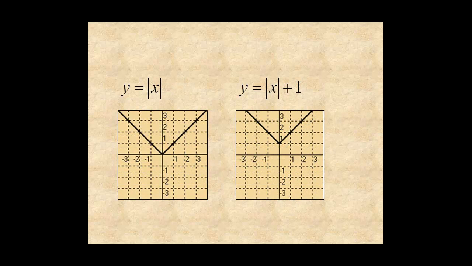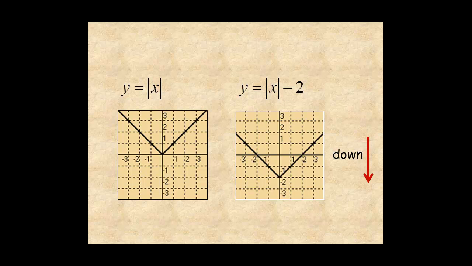For this graph, 1 was added to the function. The y-coordinate of every point was increased by 1, and the graph shifted up 1 unit. The vertex is now at +1 on the y-axis. For this graph, 2 was subtracted from the function. The y-coordinate of every point was decreased by 2, and the graph shifted 2 units down. The vertex is now at -2 on the y-axis.